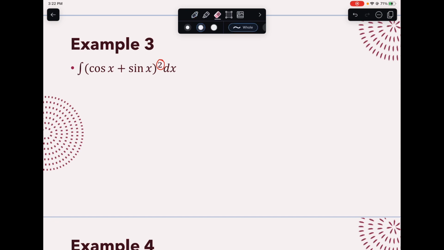So I need to expand this first. This will be cosine x, then square it, so that would become cosine squared x. Then multiply: 2 times cosine times sine, so that would be plus 2 sine x cosine x. And lastly, we have sine x raised to 2, that would be plus sine squared x dx.